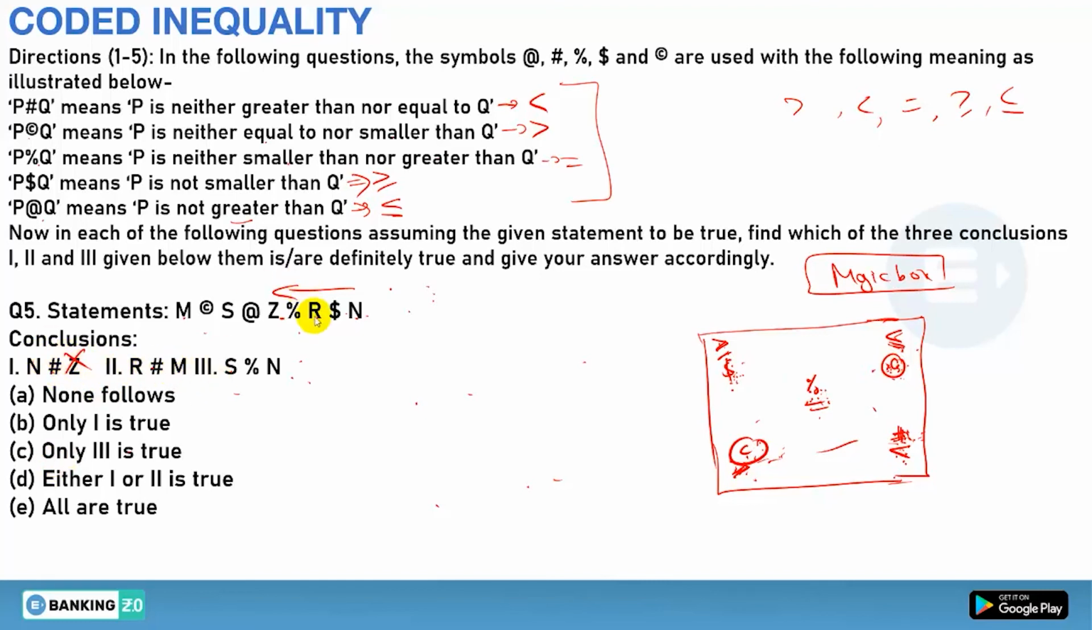Now R to M. So R to Z, Z to S, and S to M. So all are in backward. So copyright, at the rate, and percentage. So let's see where they are. Copyright, percentage, and at the rate. So you can't justify the relationship because they are diagonally. So this will be wrong.